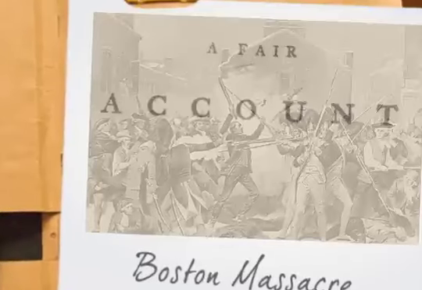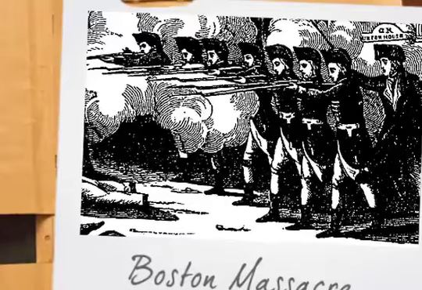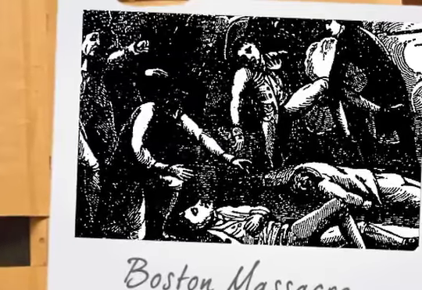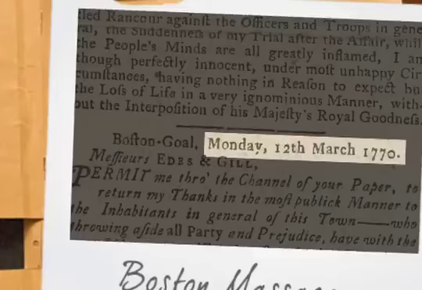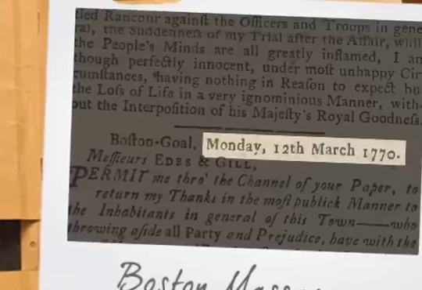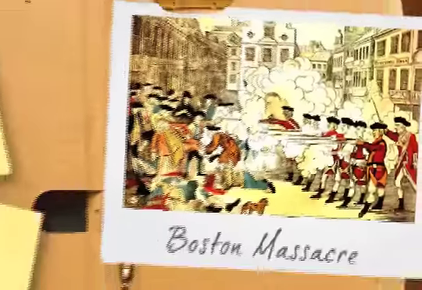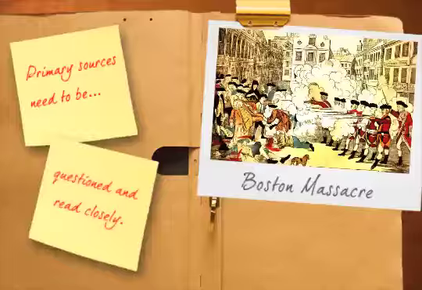We can then read a contrasting account from someone in the crowd who remembers that officer giving orders to fire. But we can't just assume that one is lying and the other isn't. Instead, we have to ask questions about what these 2 eyewitnesses had to lose or gain with their accounts. What interests were at stake? We consider how soon after the event and for what audience each account was recorded. We look for points of agreement and disagreement between the 2 contrasting accounts. To be useful in retrieving the past, primary sources need to be questioned and read closely.